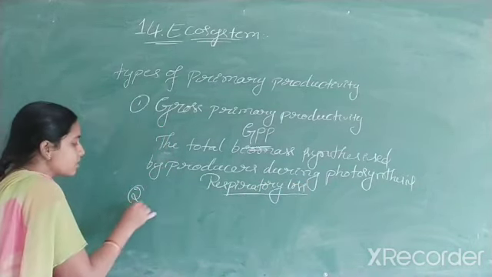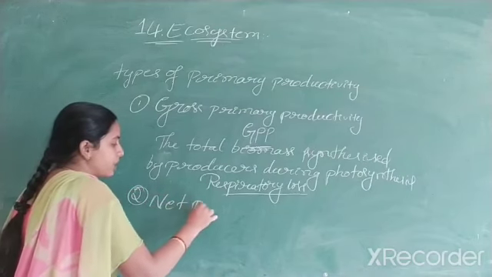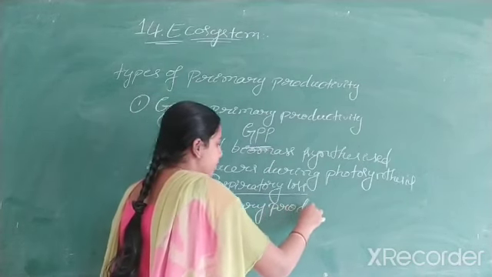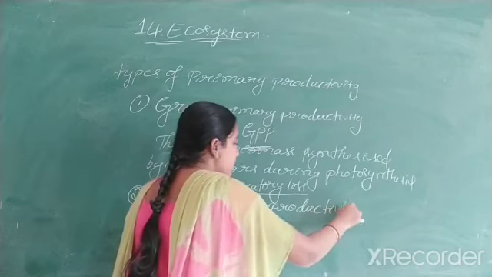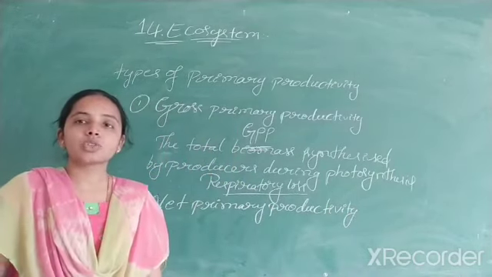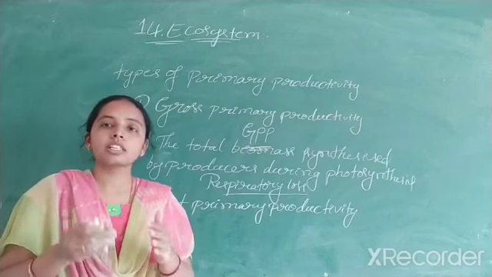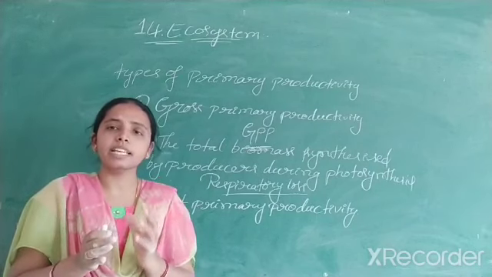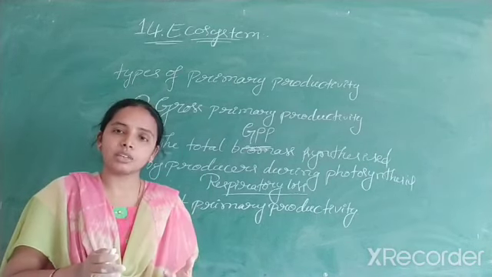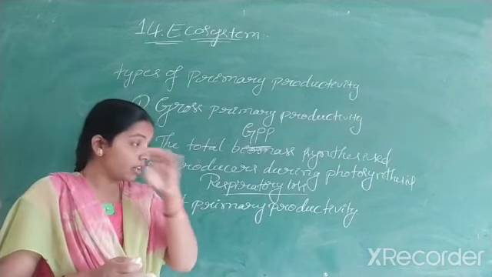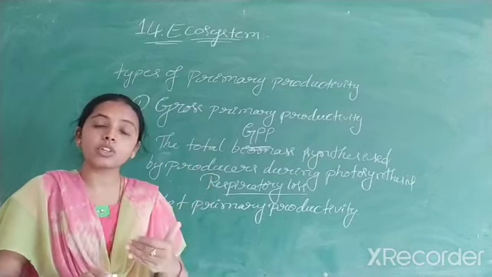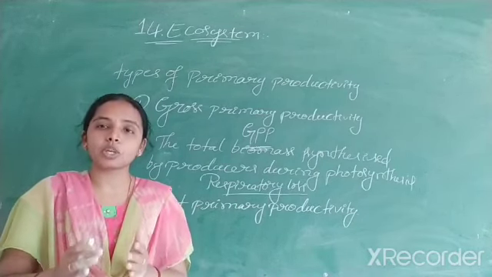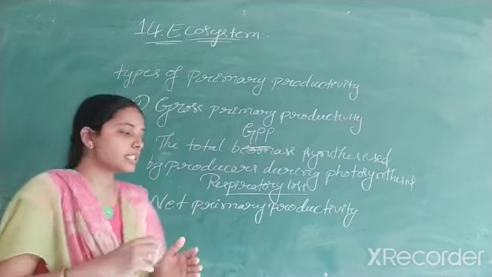The second one is net primary productivity. So what is meant by net primary productivity? After the synthesis of biomass, some energy is utilized by respiration. Net means left. The energy that has been left in the producers even after the utilization by respiration.